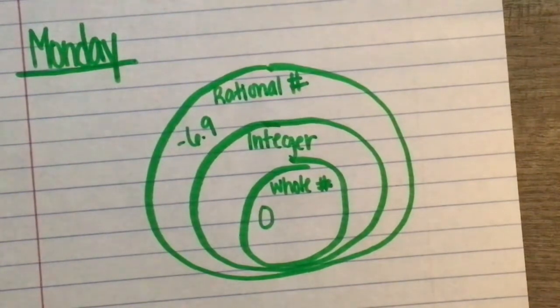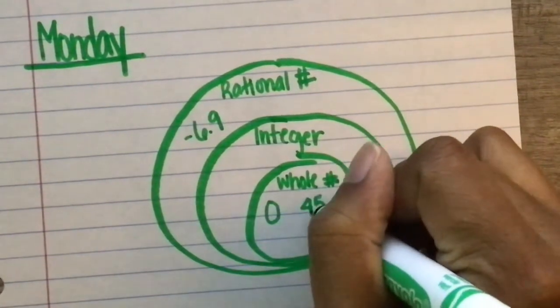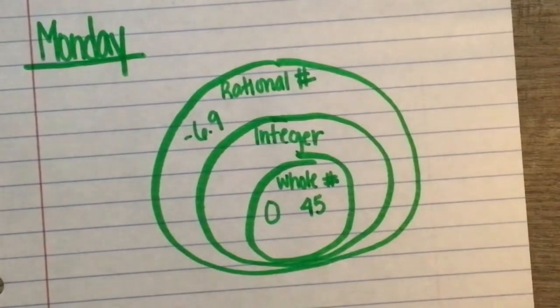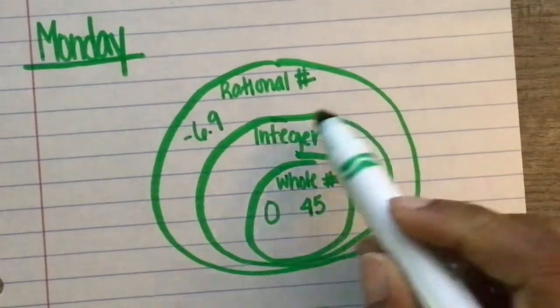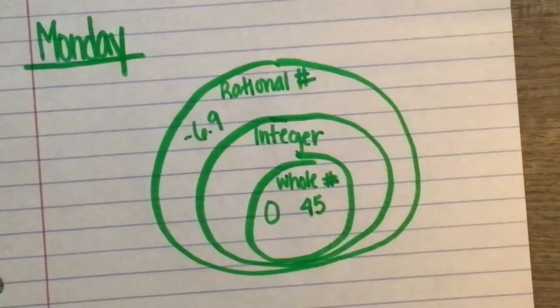All right, next we have 45. 45 is a rational number because it can be written as a fraction, 45 over 1. It is an integer because it's a positive or negative whole number. And it's a whole number because it's all the counting numbers plus 0. So 45 will go here in the whole number circle, but it's also in the integer circle and the rational number circle. So 45 is a rational number, integer, and a whole number.